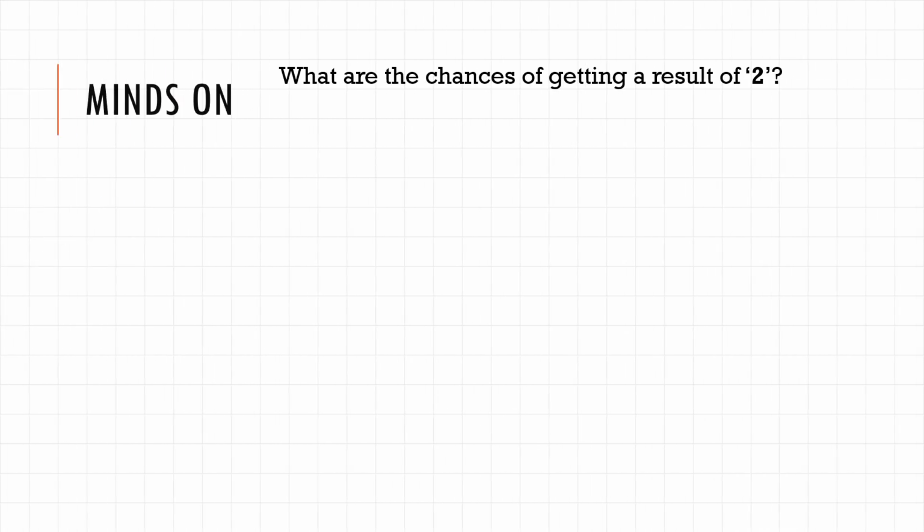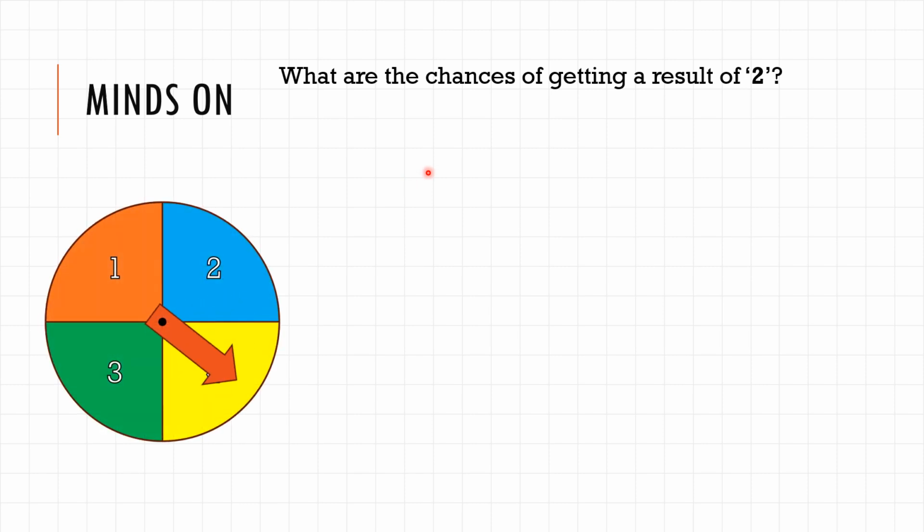So, I want to ask you a question just to get your mind in the right idea for what probability represents. It's a very simple question. What are the chances of getting a result of 2 if my experiment involves a spinner wheel? So your first instinct might be to say 25%.